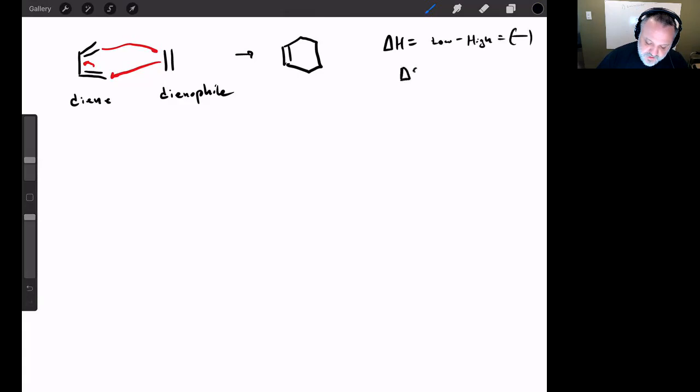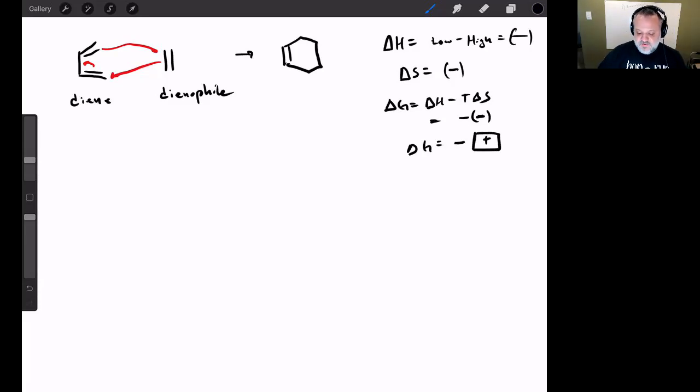What about delta S? Are we increasing the entropy or decreasing the entropy? Well, we should remember that we're decreasing the entropy because we're going from two things to one. So if we think about Gibbs free energy being delta H minus T delta S, with this being negative and this being negative, ultimately the negative term becomes positive, so you get a negative and a positive.